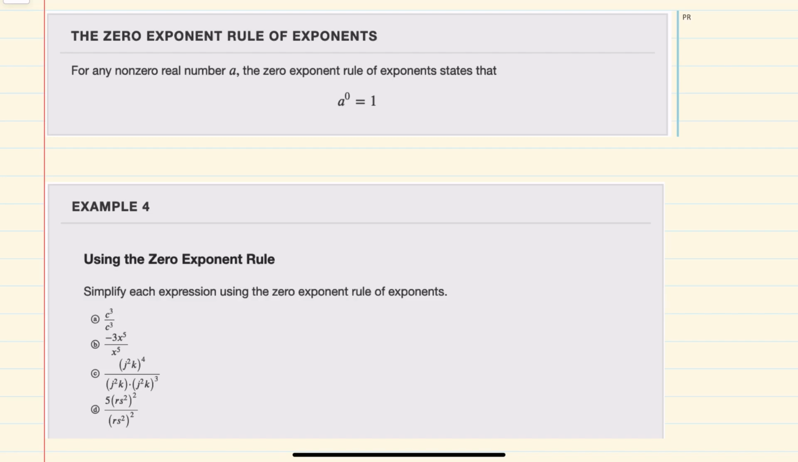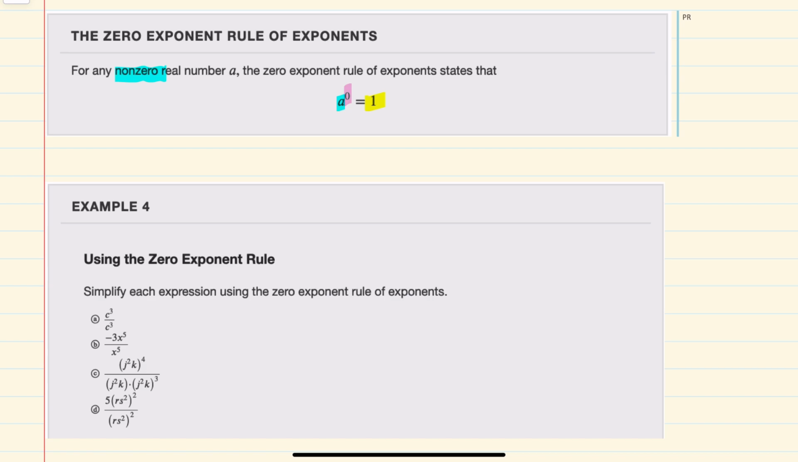In this video, I'll be helping you with the math topic called using the zero exponent rule, seen here in the OpenStax College Algebra 2nd edition text. We start with the rule that says when a is non-zero and it is raised to the zero power, so any base that is not zero raised to the zero power will always equal 1.